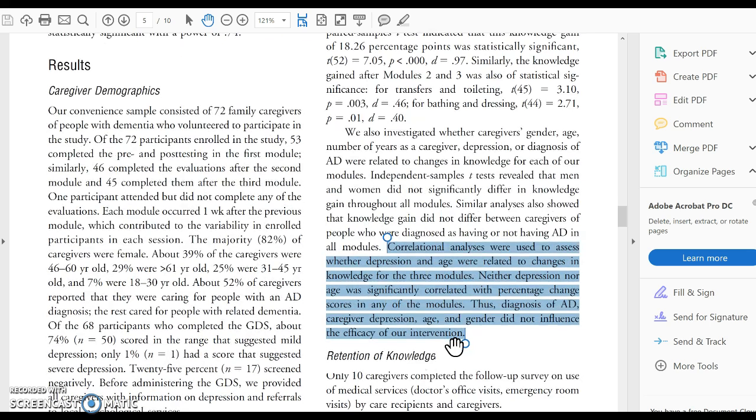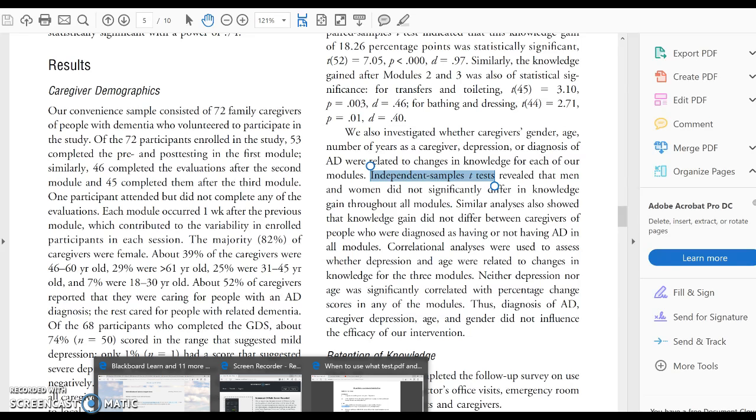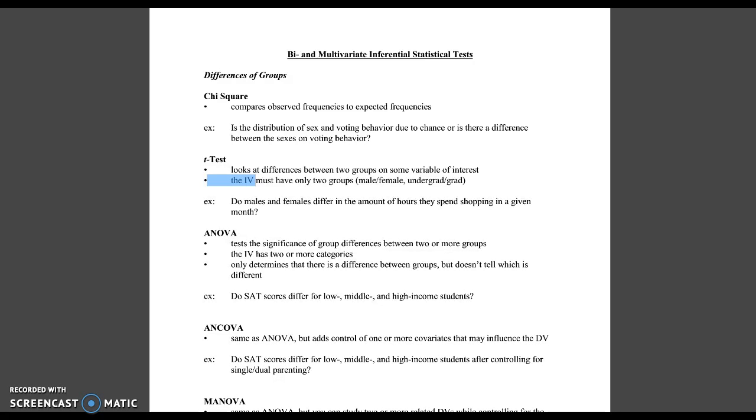First and foremost, let's go back again. So we've talked about paired samples t-test. Now we're talking about independent samples t-test. Oh my gosh, what is an independent sample t-test? Well, we know what a t-test is, right? Because we're going to go back to our handy dandy chart. A t-test looks at differences between 2 groups on some variable of interest.